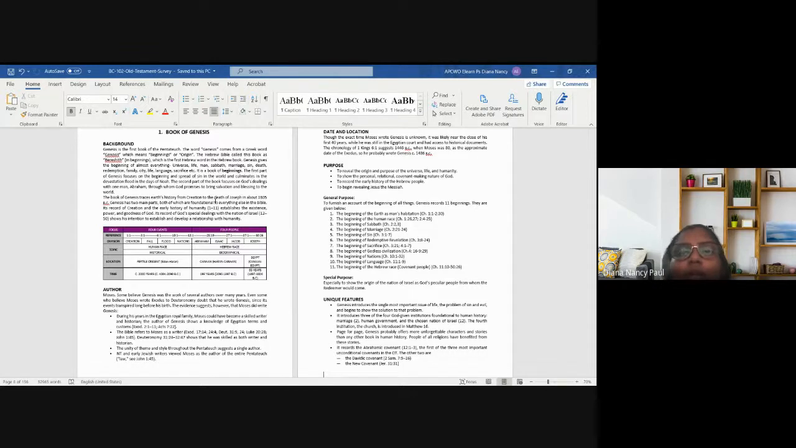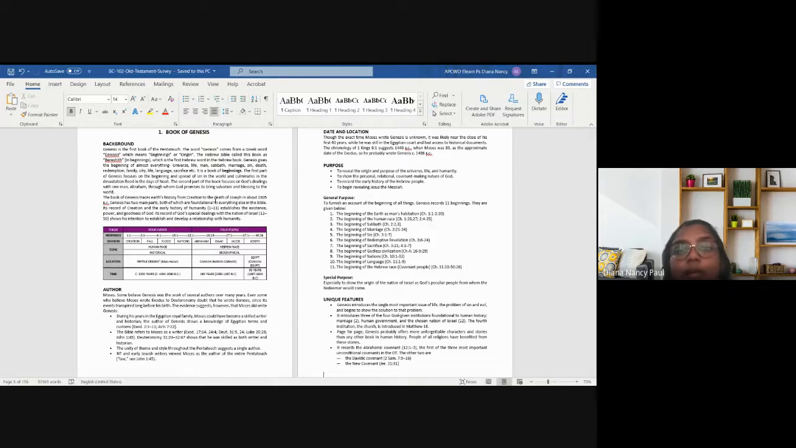As for the date and location, the exact time Moses wrote Genesis is unknown. It is likely near the close of his first 40 years, when he was still in the Egyptian court and had access to the historical documents. The scholars suggest that it may be 1446 BC. The very purpose of this book, we see, is to reveal the origin and purpose of the universe, of life and humanity, to show the personal relationship and covenant-making nature of God. It also records the early history of the Hebrew people, revealing Jesus as the Messiah.